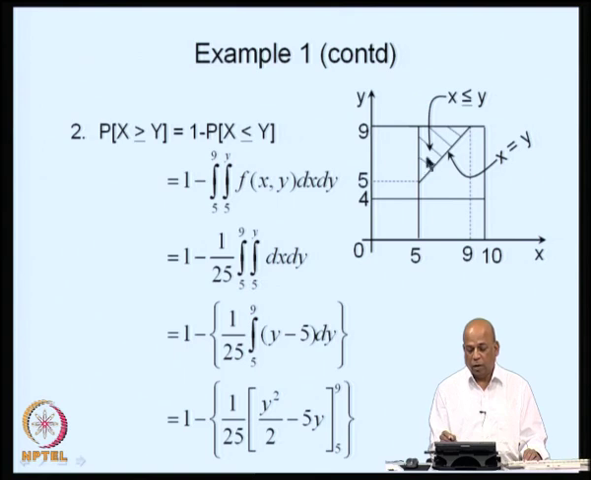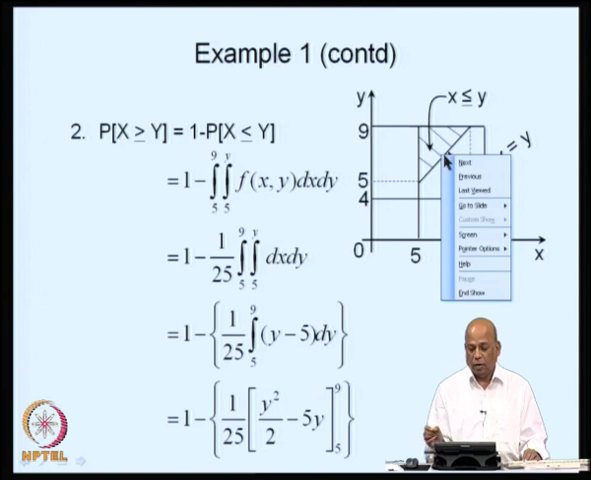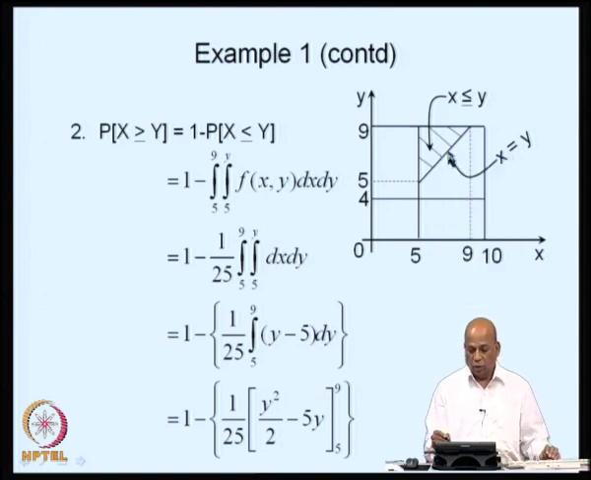Let us say I draw a line from here to here. So, at this line you have x is equal to y. So, x goes from 5 to y. That is what we have written here, x goes from 5 to y and y goes from 5 to 9. So, we are focusing on this area now. Over this area we are integrating the function f of x comma y. So, f of x comma y is 1 by 25 and then we integrate from 5 to 9 with respect to y. We get values like this.